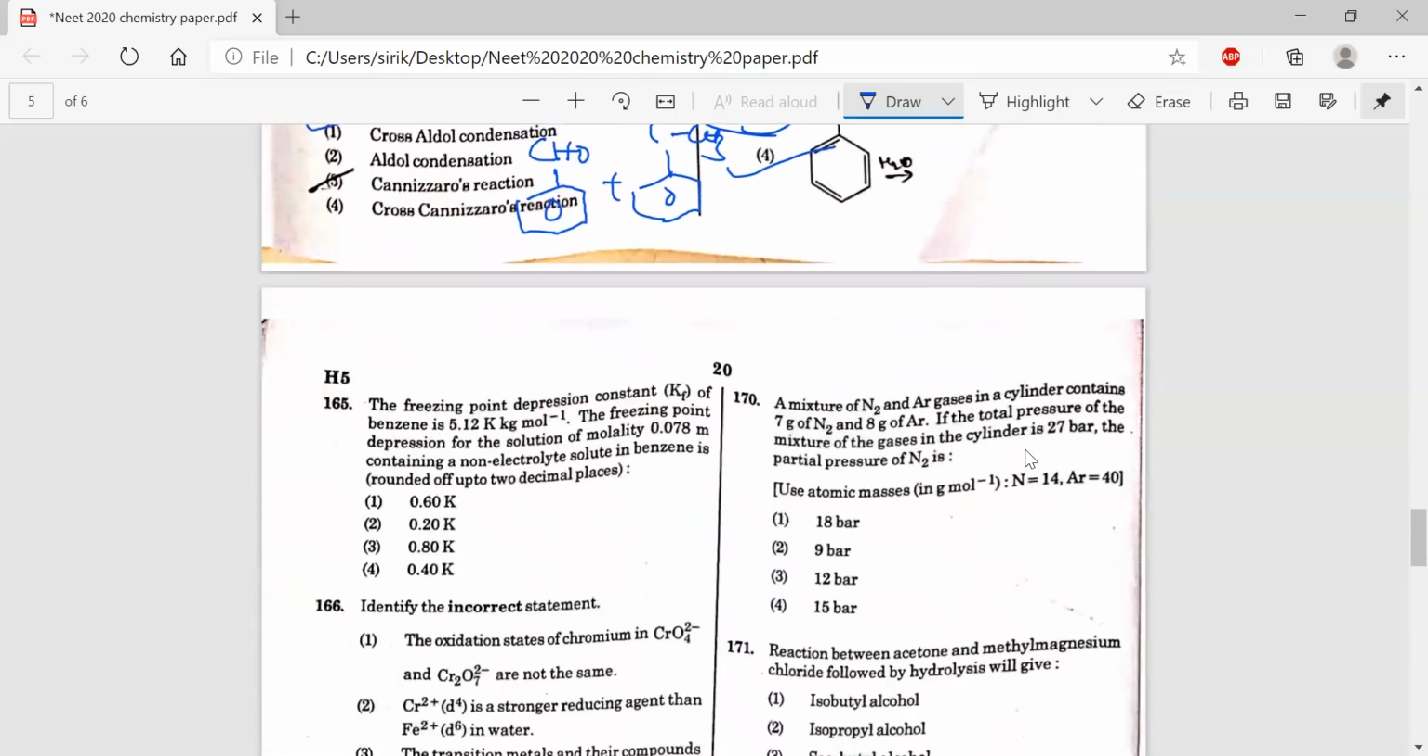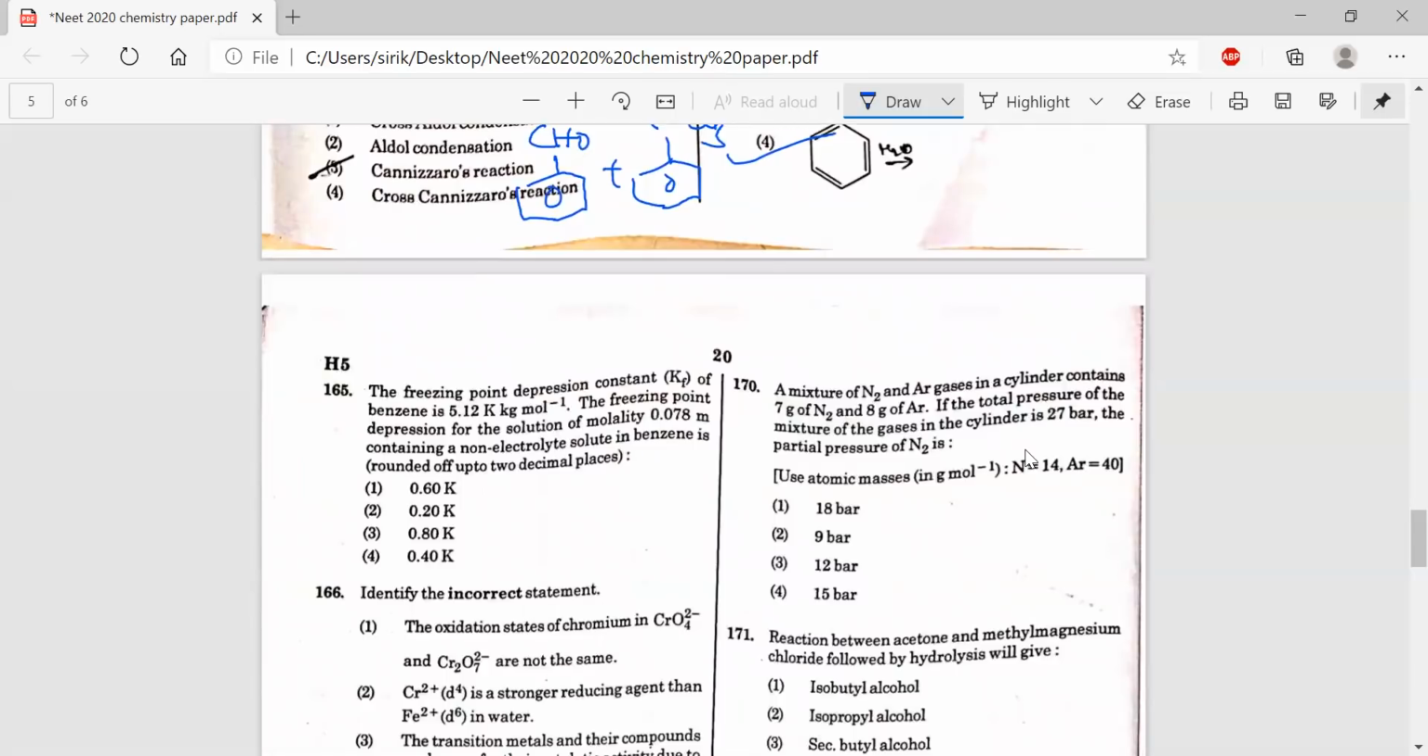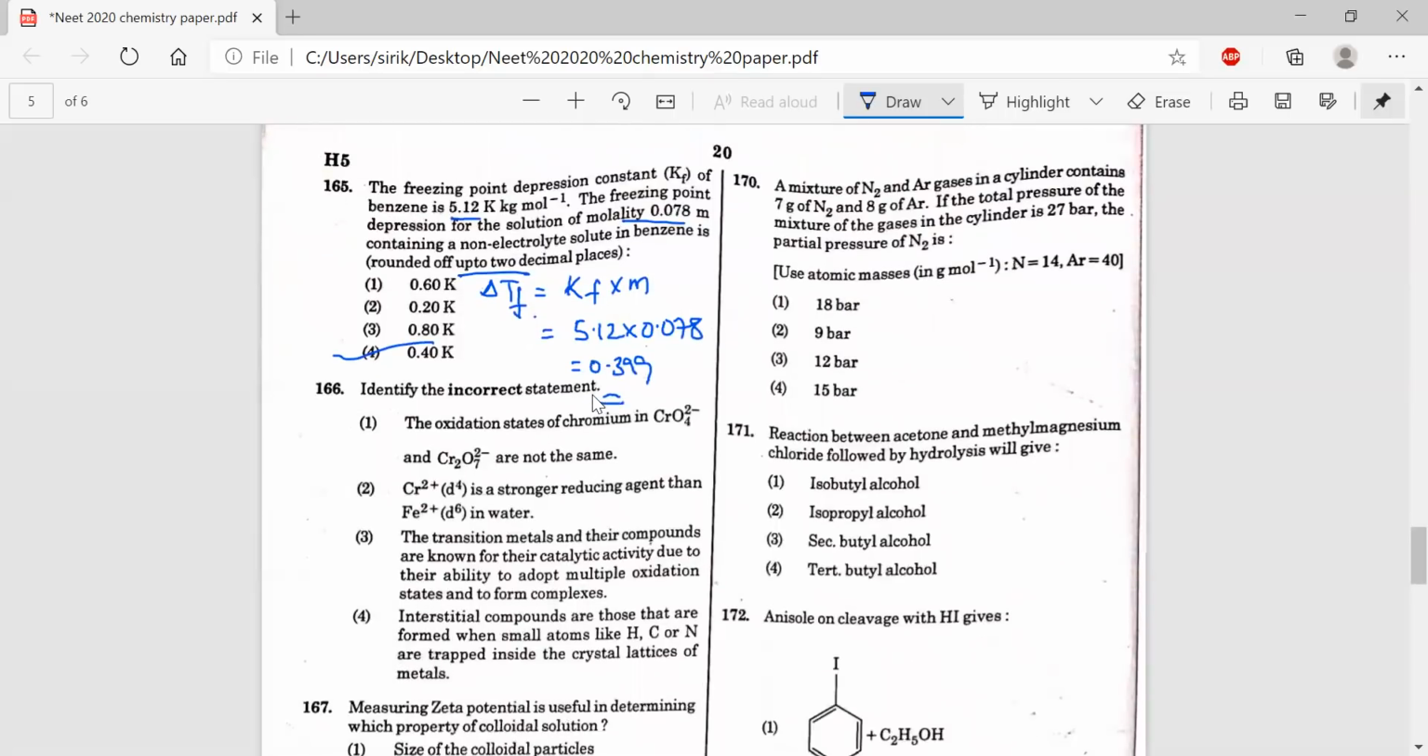Next question. The freezing point depression constant Kf is given and molality is given, and they're asking us to find the depression in freezing point. The formula is delta Tf equals Kf into molality. What is the Kf, my dear students? Here 5.12, and this is 0.078. We will get an answer 0.399, so round it off, then we will get 0.40.